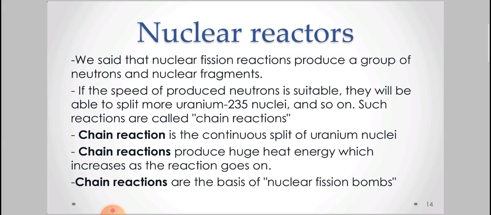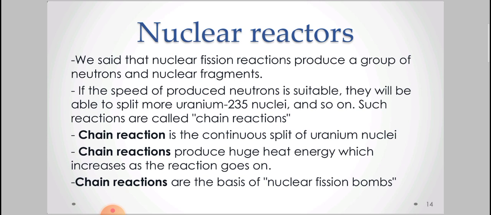We say that nuclear fission reactions produce a group of neutrons and nuclear fragments. If the speed of the produced neutrons is suitable, they will be able to split more uranium-235 nuclei and so on. Such reactions are called chain reactions.